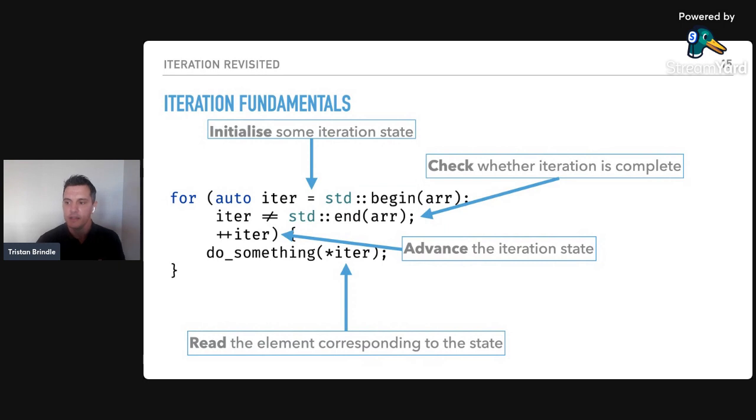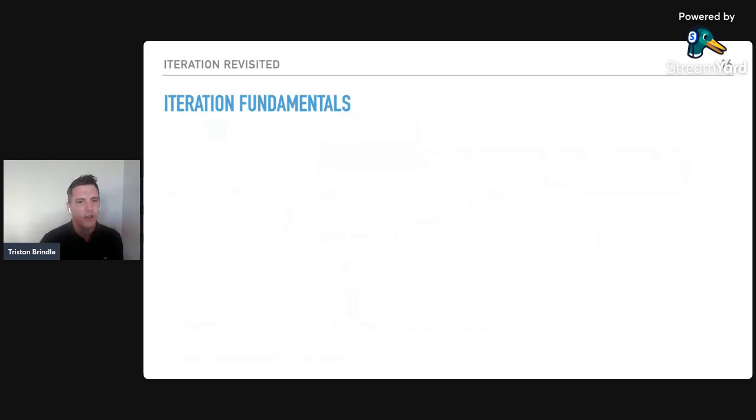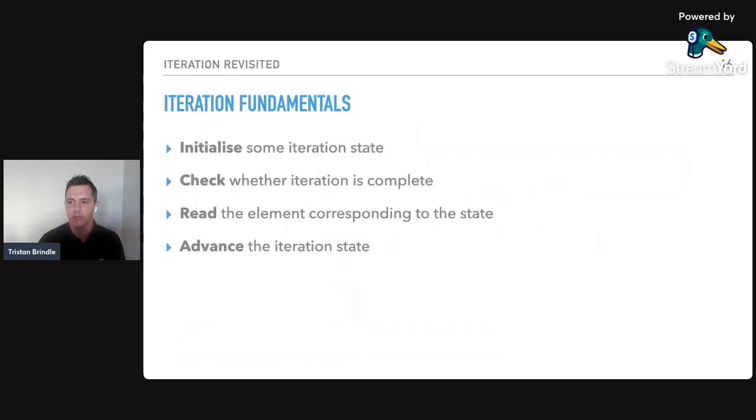Okay, so again, this is not new information. This has been known for a very long time. In fact, if you think about the design of the for loop in the C language, it's designed around these four operations, right? But until recently, I hadn't really thought about it in these terms. So, four operations: initialize, check, read, advance, and then we do check, read, advance in a loop until such time as the check tells us that iteration is complete. So these four operations are fundamental.